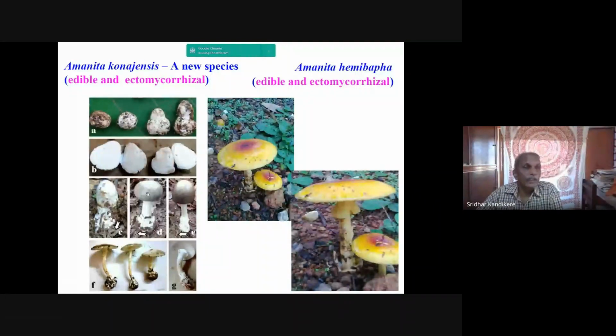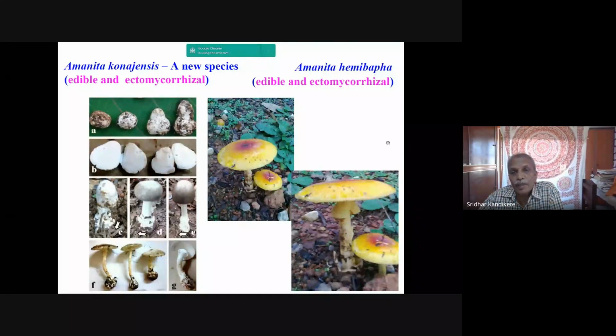So I am projecting these two fungi that have been described very recently: Amanita konajensis. It is edible and of course it is medicinal too. And secondly, Amanita hemibapha. This is highly colorful, but it is edible.